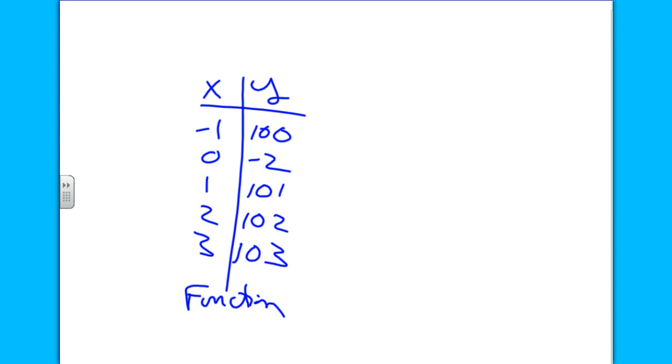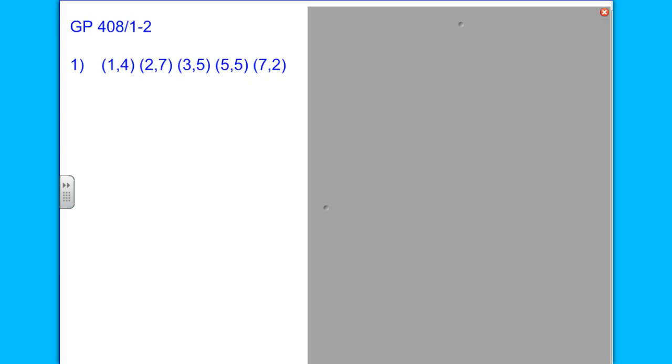There's no same x, so there's no way to prove it's not. The only way to prove it's not a function is if I repeated one of these numbers again, like I put in 1, and then if this is a function, what should come out? 101. But if I put, instead I put 104 or something, then it wouldn't be, okay? But at this point, there's nothing to prove it's not. So you do not say it's not a function. Isn't that tricky?